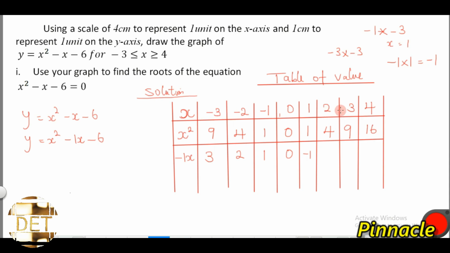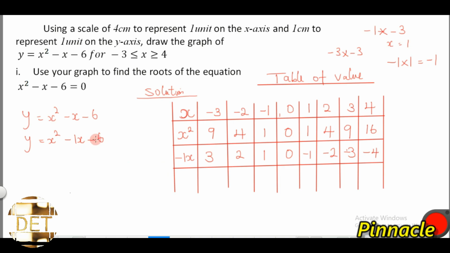When x is 2, minus 1 times 2 will give me minus 2. When x is 3, minus 1 times 3 will give me minus 3. When x is 4, minus 1 times 4 will give me minus 4. So we've gotten the values for minus 1x.